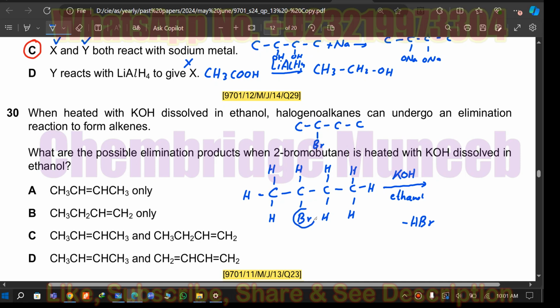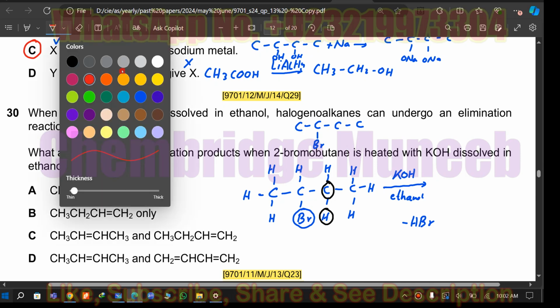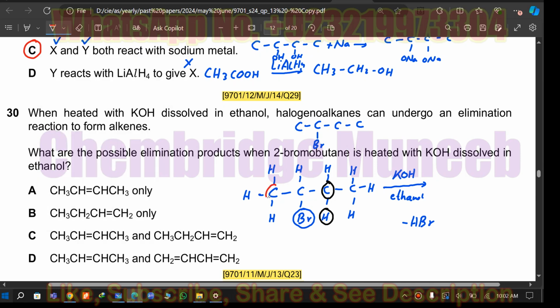This Br will definitely be removed. However, there are two positions from where the hydrogens can be removed. Either from this carbon, on which there are two hydrogen atoms, and you can select any one of these two. Or the other carbon on the left, on which there are three hydrogen atoms, so I can select this one. Okay, now as a result we get two different products.